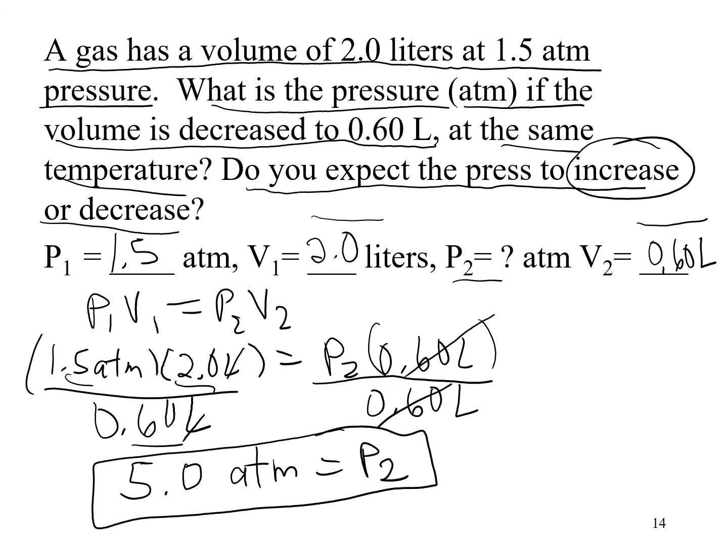And let's check if that makes sense. We originally started with 1.5 atms. We expected it to increase. Our pressure did increase. We went up to 5.0 atms, and that makes sense because our volume decreased.